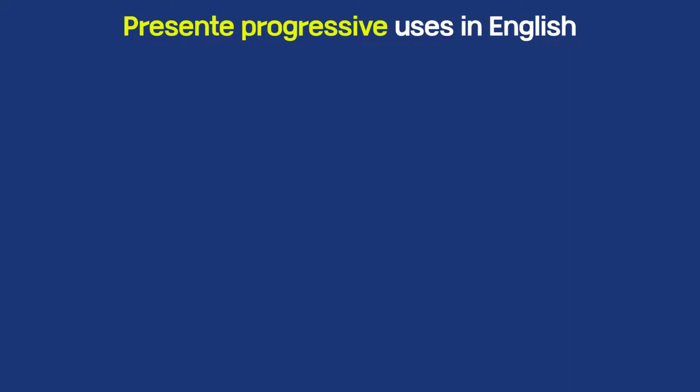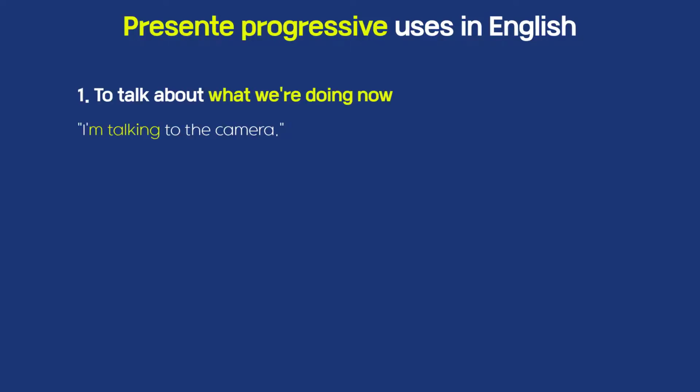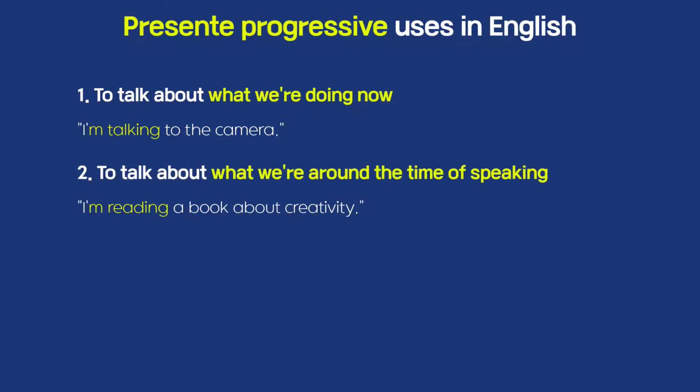Okay, so that's the structure of the present progressive tense. Let's now look at how we use this verb tense. Now, in English, we mainly use the present progressive structure in three ways. To talk about what we're doing now, so I can say, I'm talking to the camera. To talk about what we're doing around the time of speaking, so not necessarily right now, but something I'm doing these days. So I can say, I'm reading a book about creativity. So this is not what I'm doing right now, but something I'm doing these days.